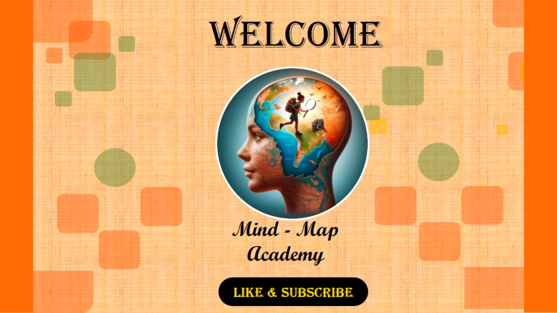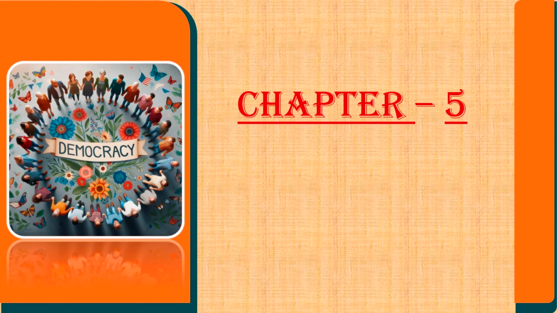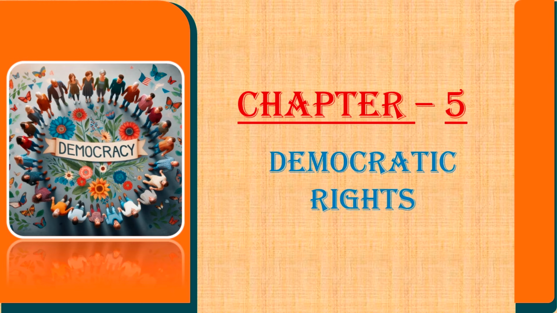Today, we are going to talk about Chapter 5 of the Class 9 Political Science book. The title of the chapter is Democratic Rights. This chapter will help us understand the importance of rights in a democracy and how they are protected. Let's get started.